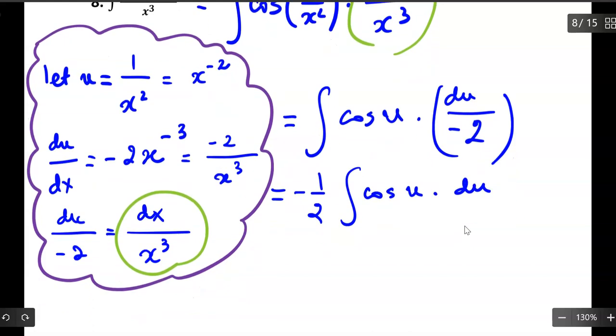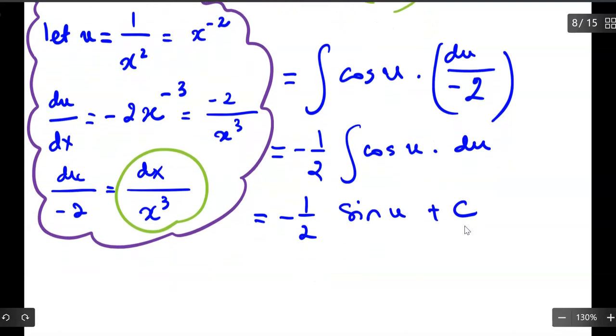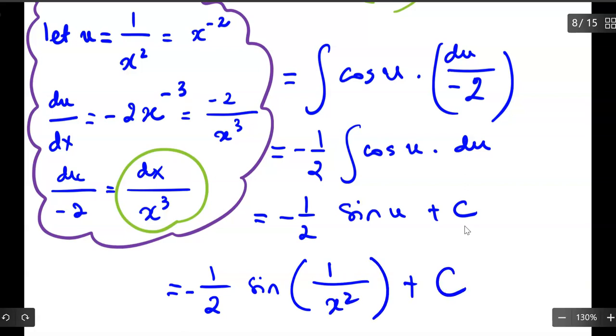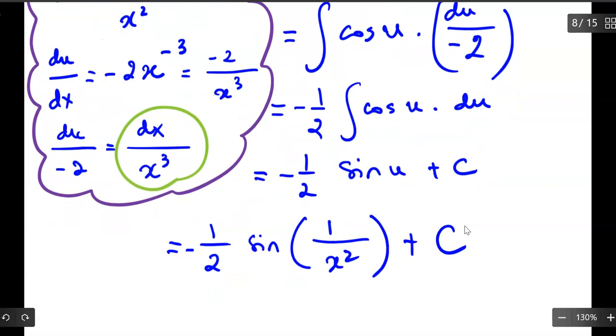Apply the formulas for this. What is the integral of cos? The integral of cos is just sine. So this is just sine of u plus C. So I will rewrite this again as sine of 1 over x squared plus C as the final answer.